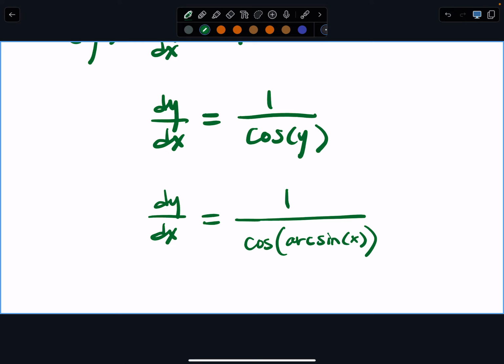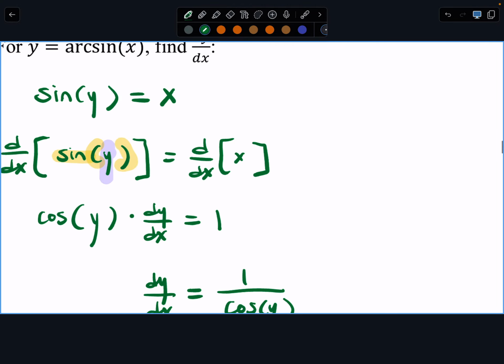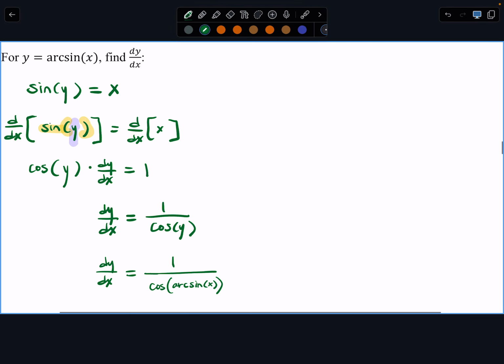Do you guys remember how we would rewrite expressions like this in their equivalent algebraic form last year? Okay, so we had covered this, and we're going to do the exact same thing. Remember, this is y. This represents an angle, right? Arcsine of x represents y. We know that up here, sine of y is equal to x.